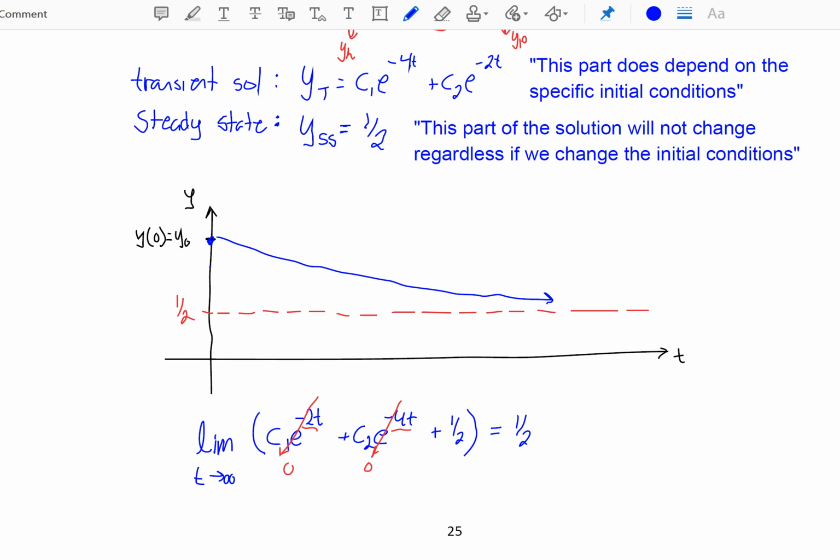If I had given you a different initial condition, you would still approach that line, they still approach that steady state, but you would get a different c1 and c2 that describe that curve. So the transient solution depends on your initial condition, but the steady state does not. Your solutions will always approach the steady state regardless of your initial conditions.